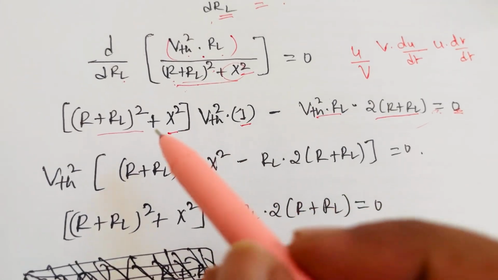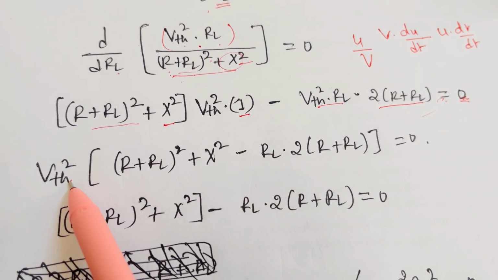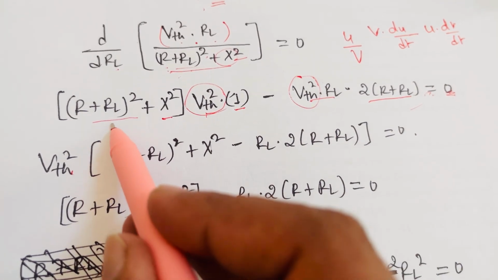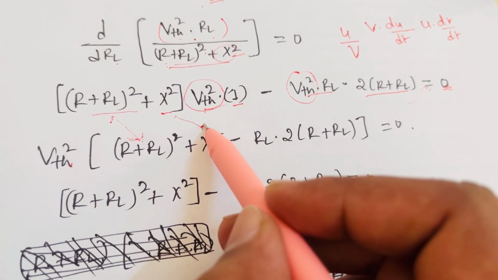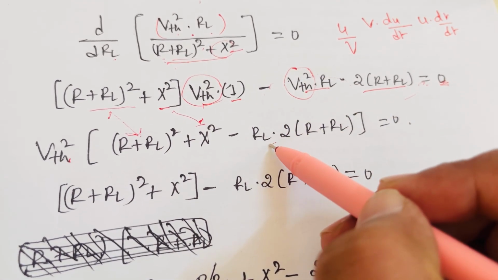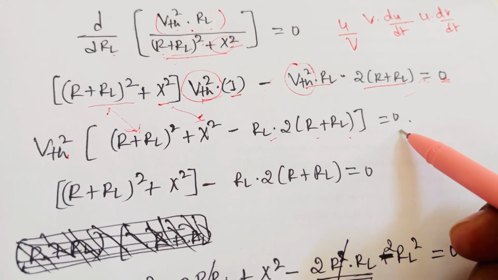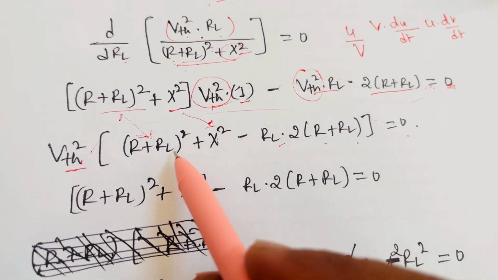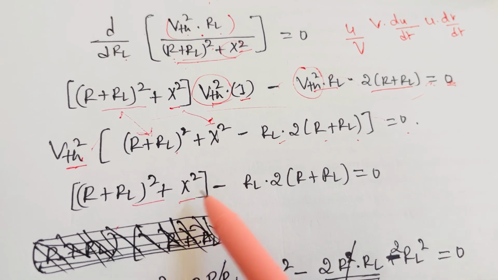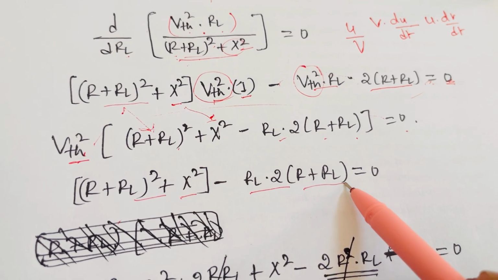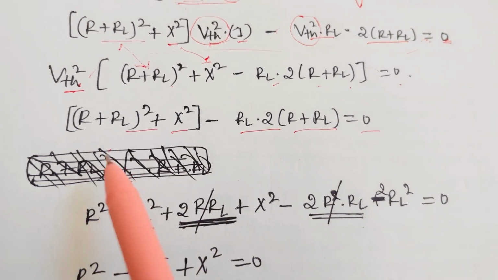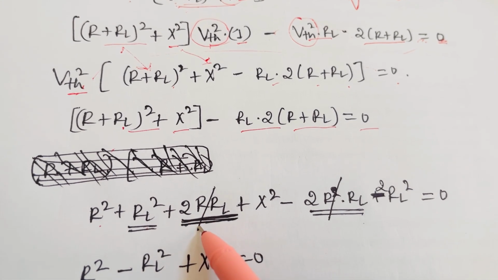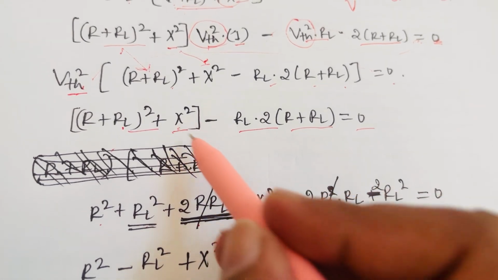Now taking VTH square common, the rest of the terms are (R plus RL) whole square plus X square minus 2RL into (R plus RL) equals 0. Then sending VTH square to the right side, that will be 0. Simplifying this, using (a plus b) whole square, we get R square plus RL square plus 2R into RL plus X square as it is.